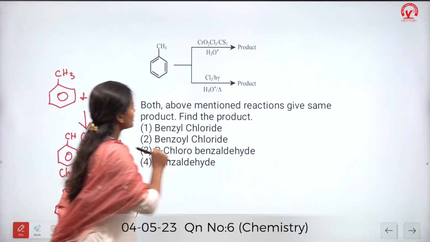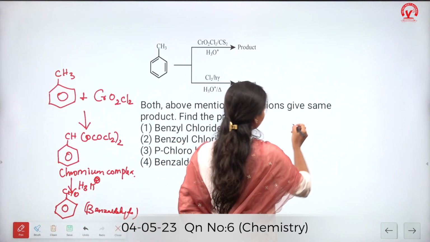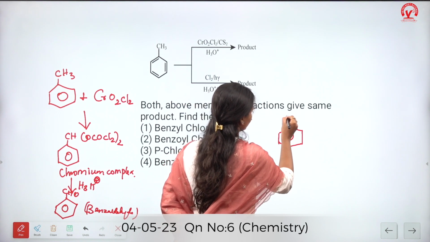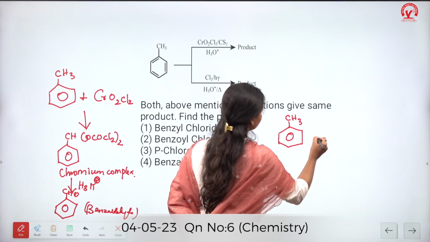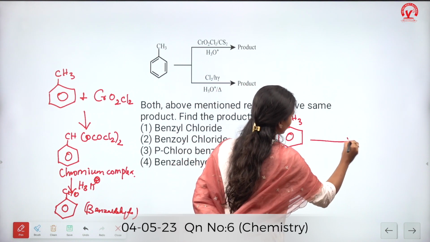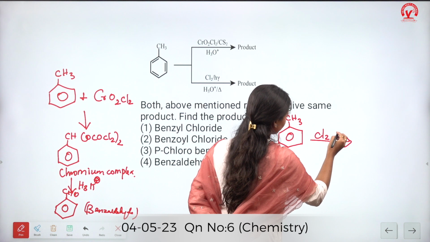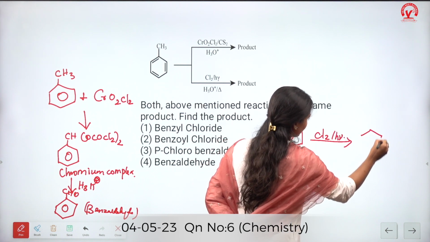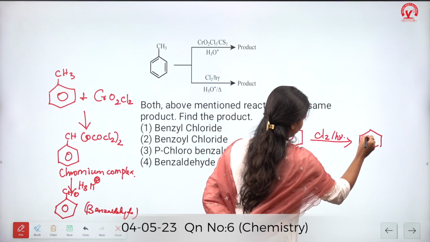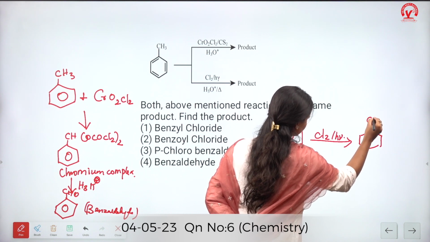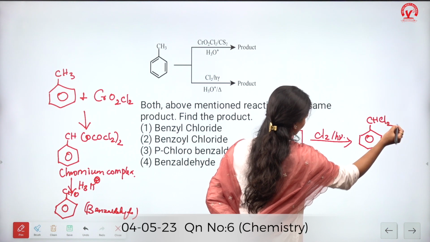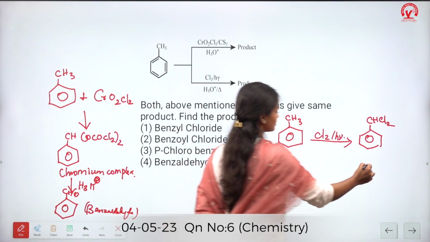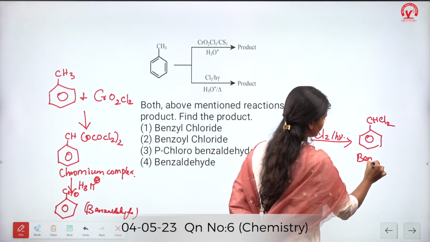In the second reaction, toluene is reacted with chlorine in presence of light. It is a side chain chlorination reaction. We get benzyl chloride, which is nothing but CH2Cl. This benzyl chloride is further hydrolyzed. It is a benzyl chloride.